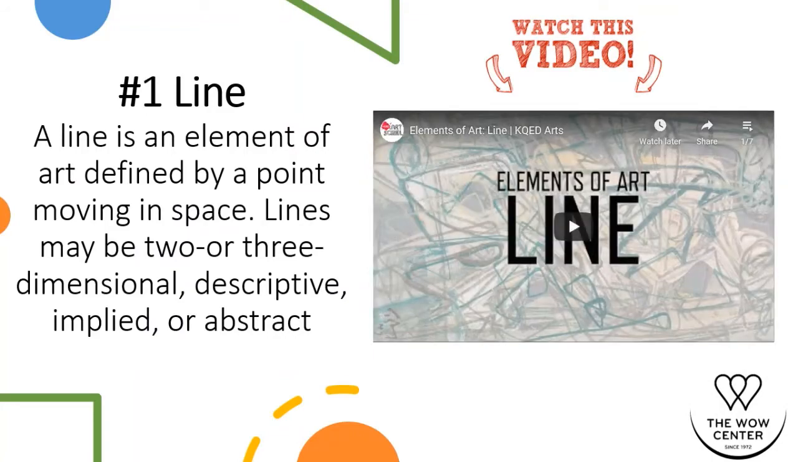A line is an element of art defined by a point moving in space. Lines may be 2- or 3-dimensional, descriptive, implied, or abstract.